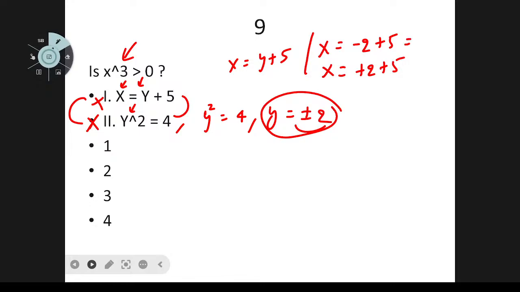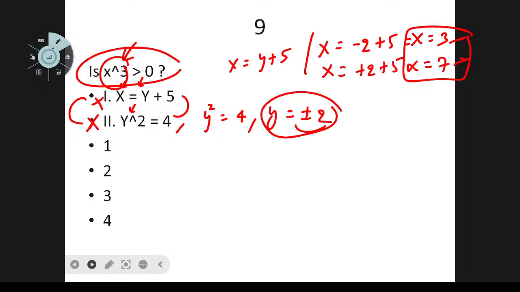Now in one case x is equal to 3 and in the other case x is equal to 7. What I want to know is the x cube value. Is it greater than 0? Yes. Because it's positive, definitely x cube will be greater than 0 in both the cases. There is no doubt in that.